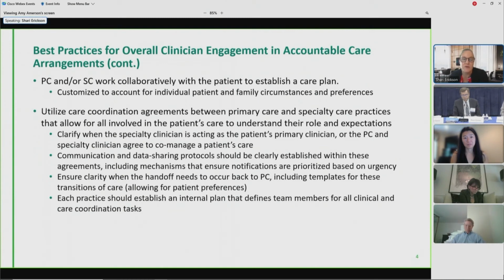These include mechanisms that ensure notifications are prioritized based on urgency. These are all things that can and should be established up front in order to ensure that these models are successful. We need clarity when the handoff needs to occur back to primary care. There are templates that can be put in place for these types of transitions of care that do account for patient preferences. And each practice should establish an internal plan that establishes and defines team members for each of the clinical and care coordination tasks.